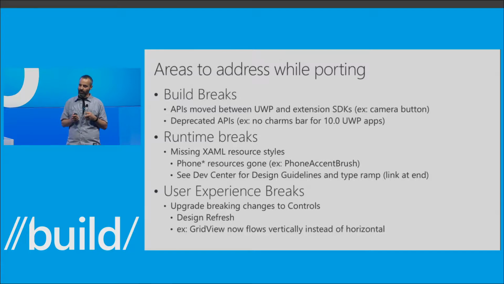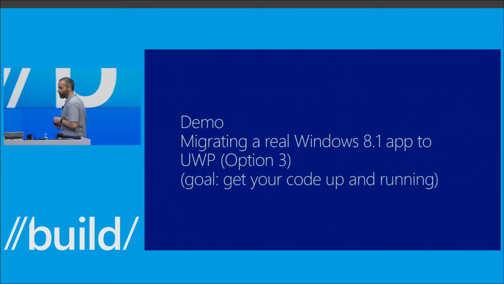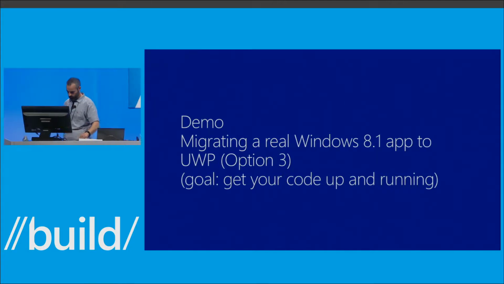And the last one here is there's some breaking change on some of our controls. I'll go through a list after my demo, but one of them is grid view, for example, now flows vertically instead of horizontally. And so if you were depending on a certain ordering of your grid view items, it now would look different, and that could essentially break your app. All right, so let's jump over now to the demo.